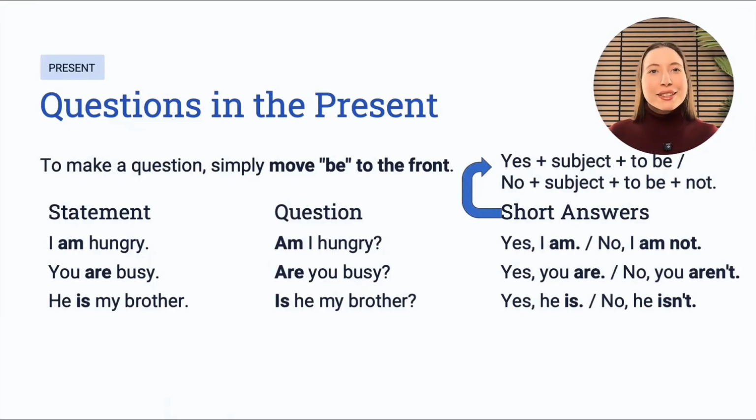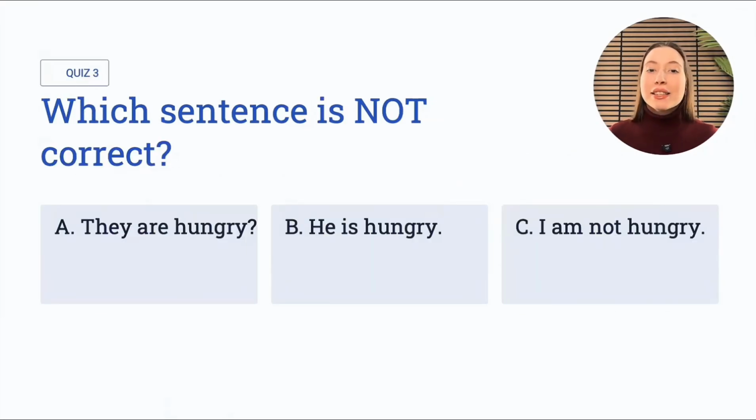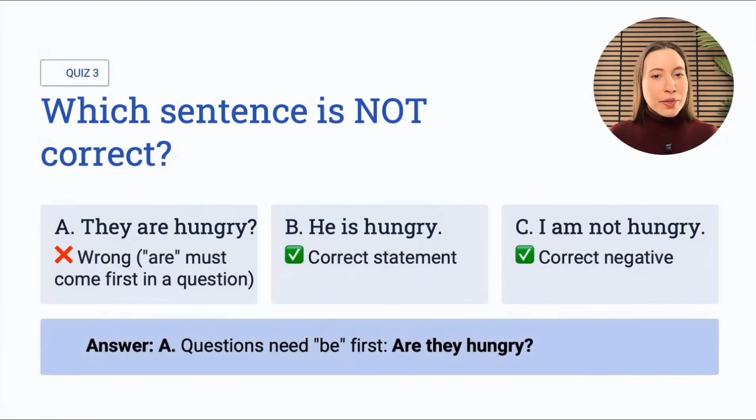Let's do another quiz. Again, which sentence is not correct? A, they are hungry. B, he is hungry. C, I am not hungry. Pause and choose. The wrong answer is A, they are hungry, because in questions, are needs to come first. Now let's move to the past.